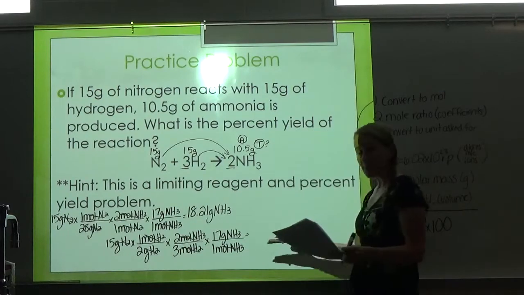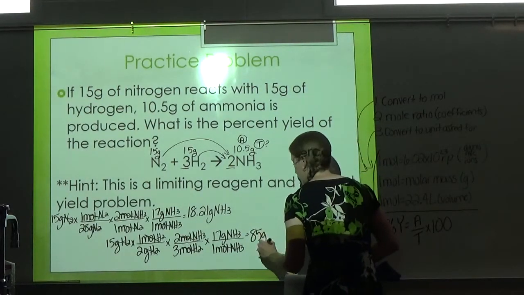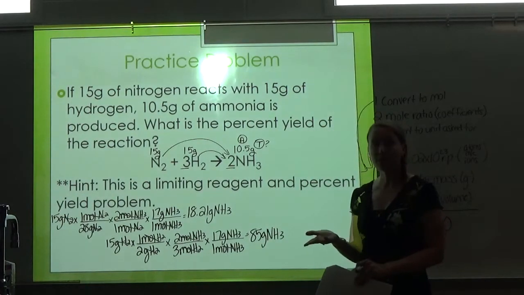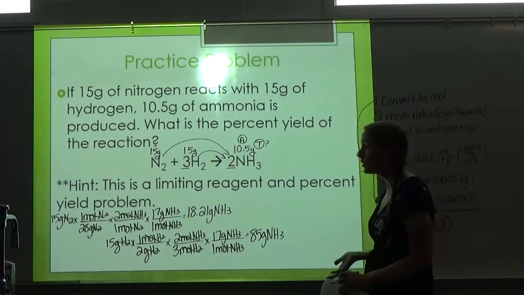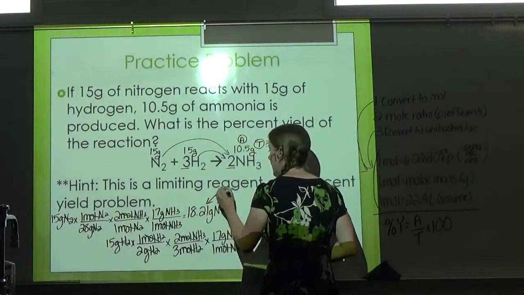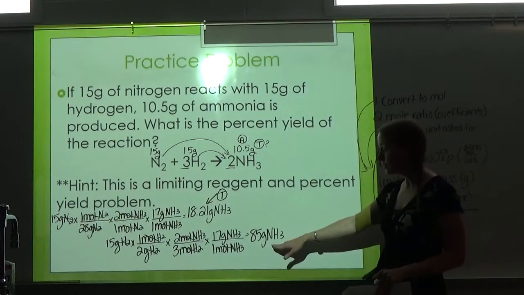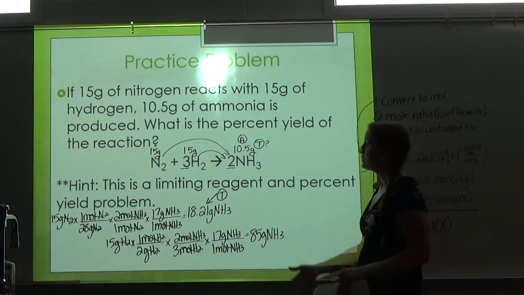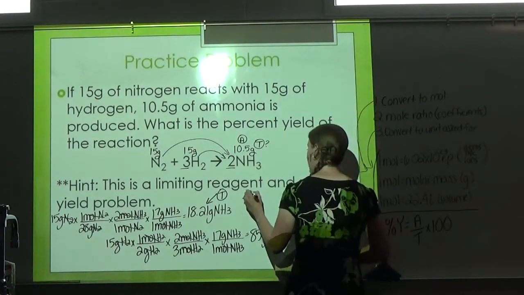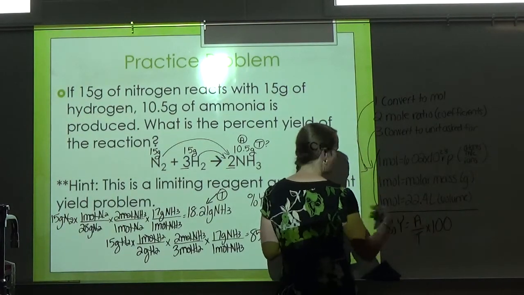So then I just multiply and divide, and when I do that, I got 85 grams. When dealing with a limiting reagent, limiting makes the lower amount. So that means my theoretical will be the 18.21, because we're not going to have enough nitrogen to make the 85 grams. So now I have my actual, now I have my theoretical, so now I plug into my formula. Remember, percent yield is actual over theoretical times 100.